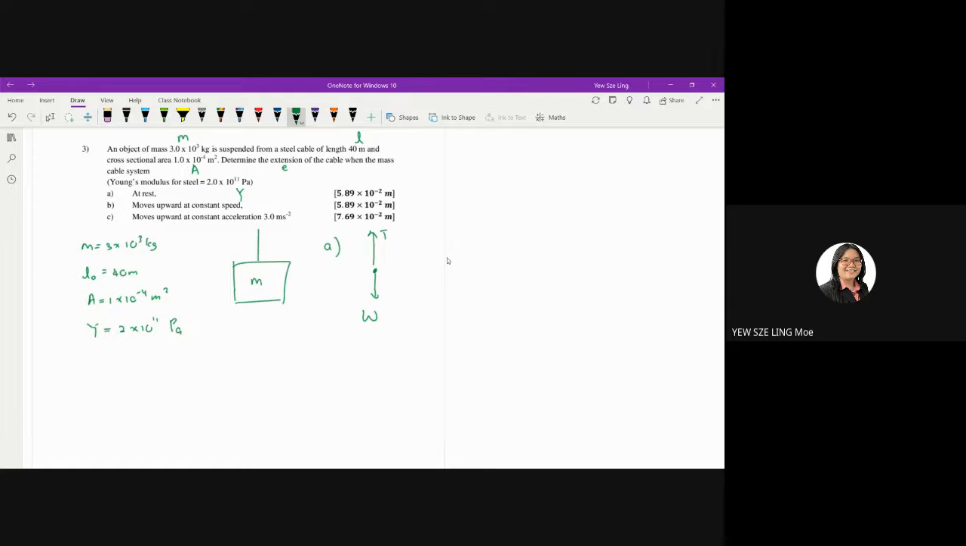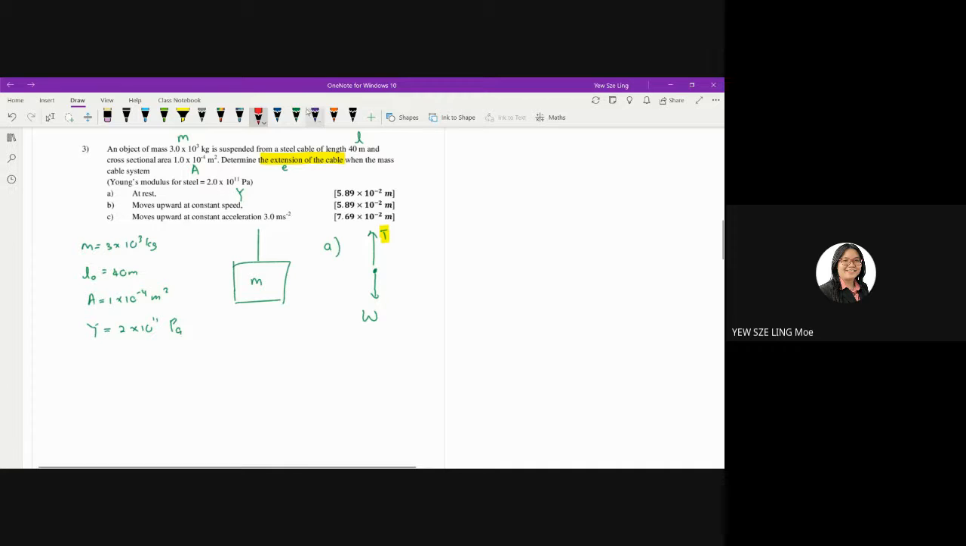So the force acting on the cable, because if you look at the question, now you are looking at the extension of the cable. You want the force inside the cable, which refers to the tension inside the cable. So this is how we determine which force to use. You look at which object the force is acting on. So what is the force that we're looking at?